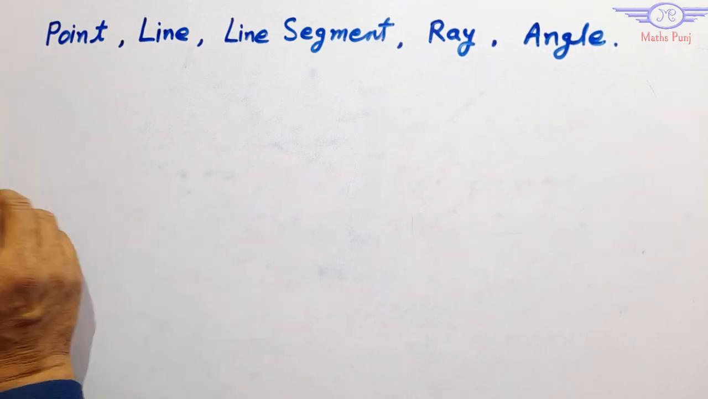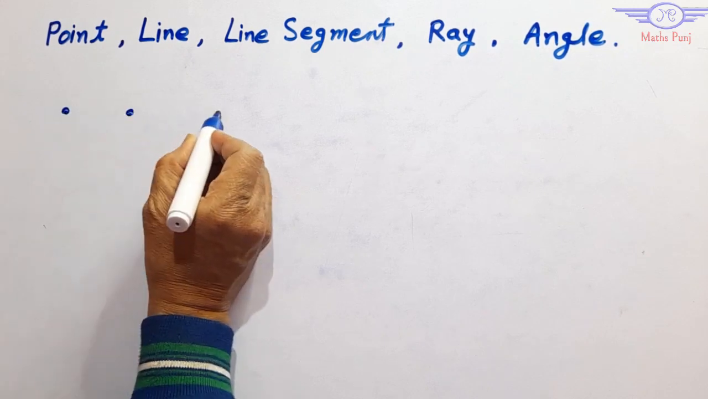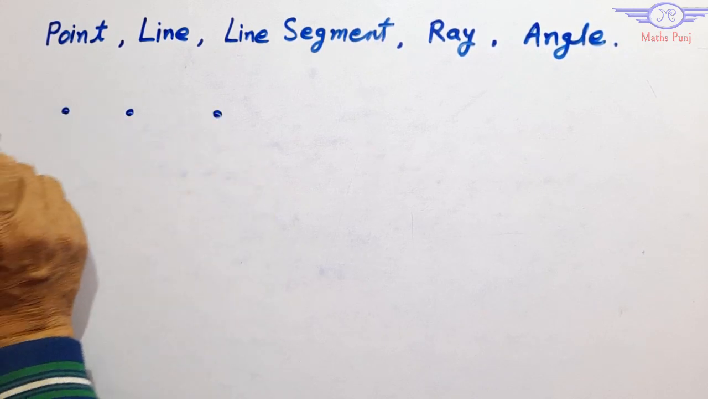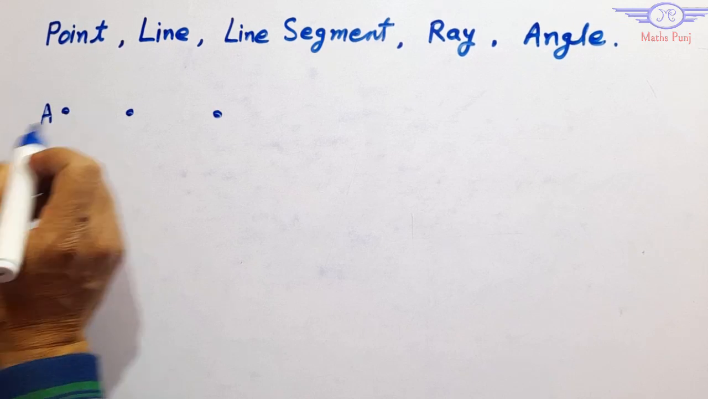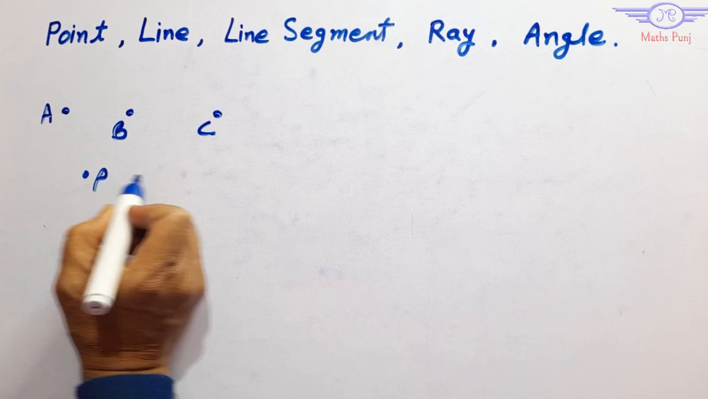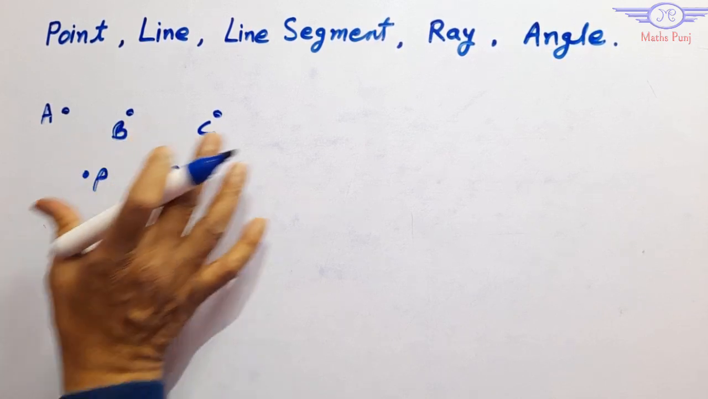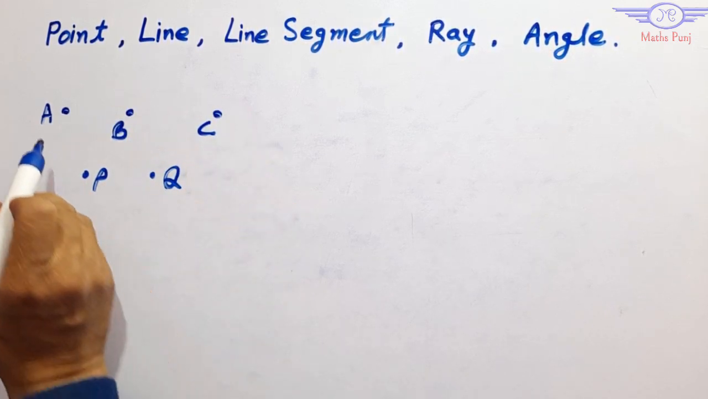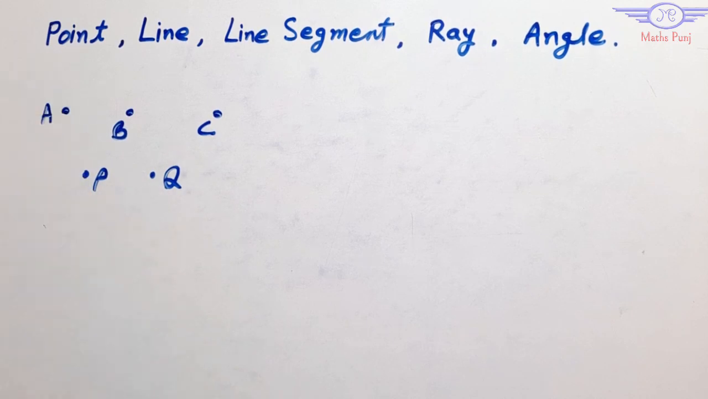The naming of a point: a point is always denoted by a capital letter. Point A, point B, point C, otherwise point P, point Q, etc. This is the way we always use a capital letter to indicate a point.